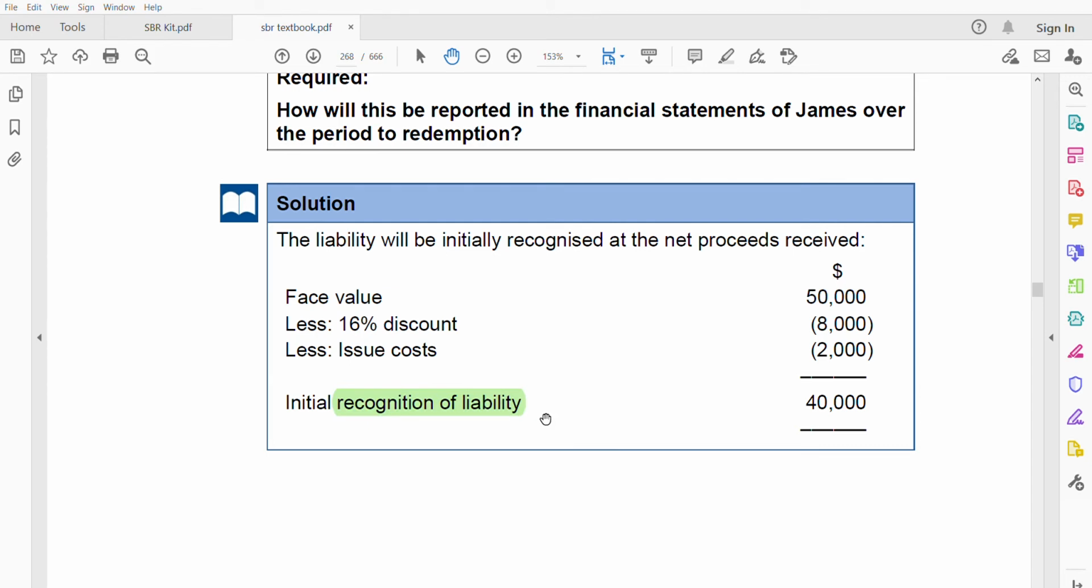Face value minus issue cost. We know that because transaction cost or issue cost you deduct. Even the discount, if you have any discount, is also like a cost to you. If you are issuing anything at a discount, that's like a cost to you. You have to deduct that also with the issue cost. That's why the 16% discount you are deducting from the face value. Net proceeds received: how much you have received. Discount you are not receiving, so you need to deduct it.